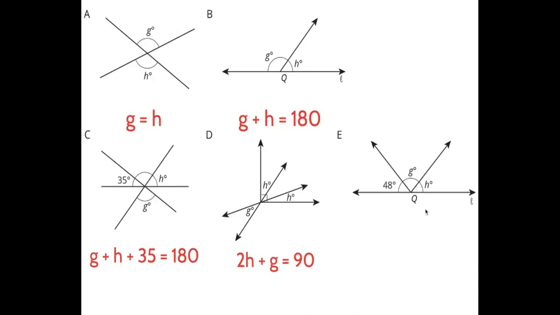And finally, this last one, we can see straight. So we know it's 180. We know that these three angles are supplementary. So we can just add all three together to get 180. So we can conclude then that G plus H plus 48 equals 180 degrees.